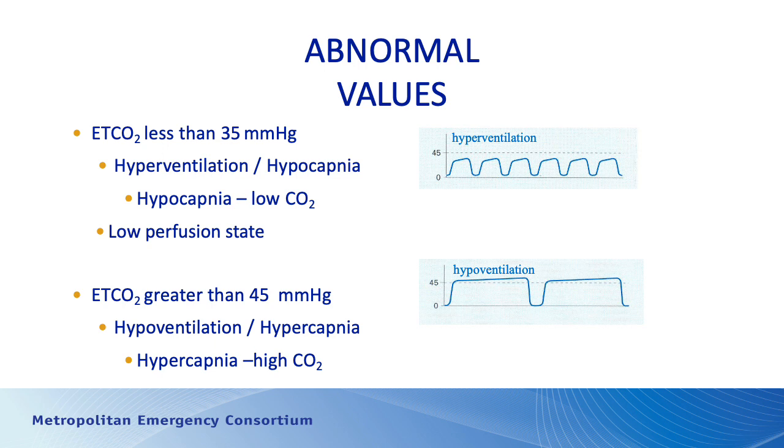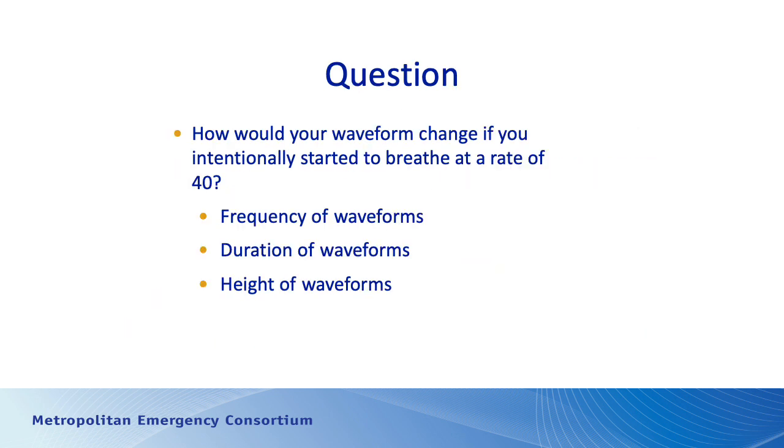And this is something you may see in a patient who's developing respiratory failure, a patient who has COPD or asthma, a patient who has been given IV narcotics or any other respiratory suppressant. So that question, what would happen to your waveform if you start to breathe fast at 40 beats per minute? What would the waveform look like? How long would the plateau phase be, and how high might it be?